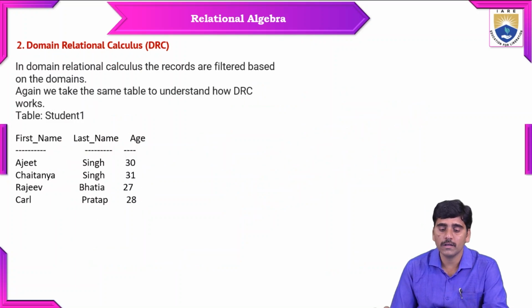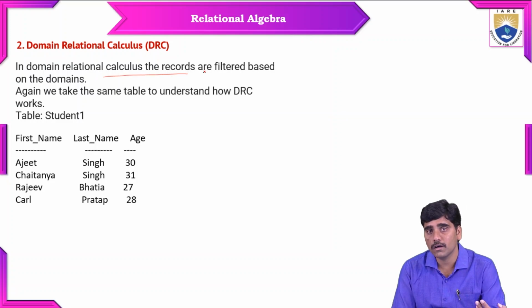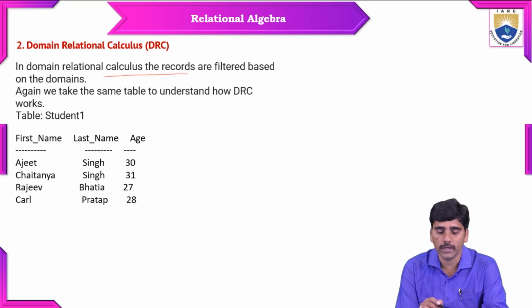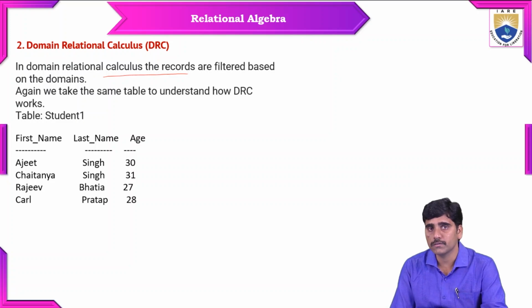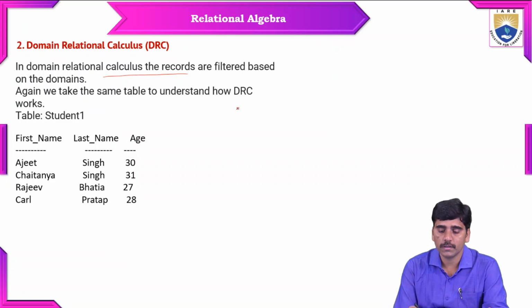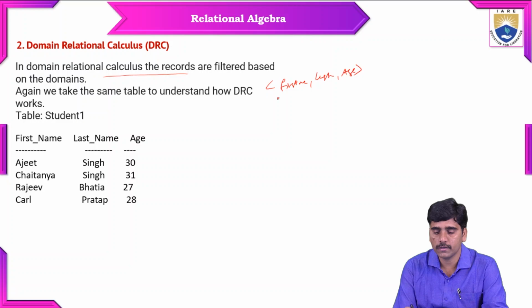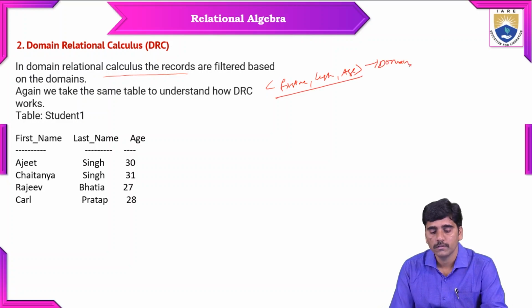In the same way, the domain relational calculus. In the domain relational calculus, records are filtered based on the domains. That is nothing but a group like first name, comma, last name, comma, age. This will be treated as a domain. So in the domain relational calculus, the records are filtered based on the domains, whichever domain you are going to retrieve the data for.